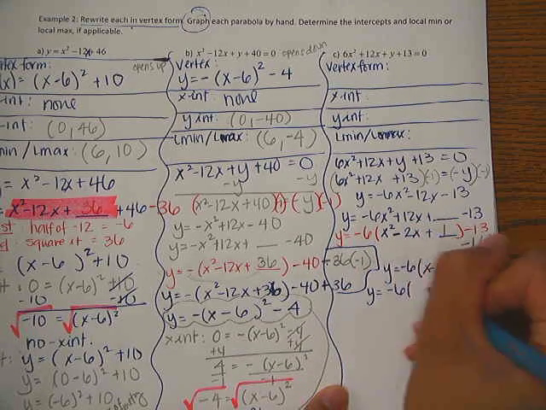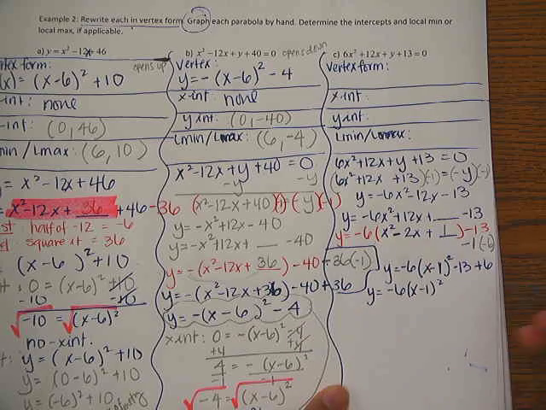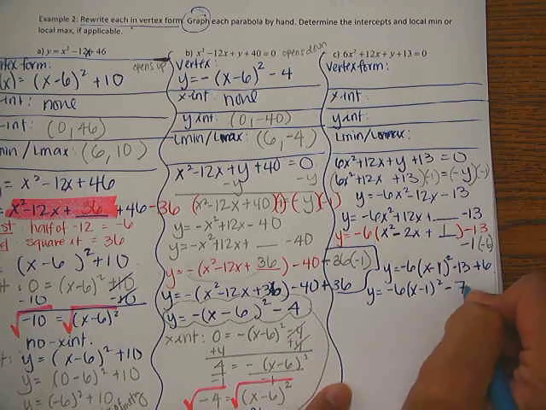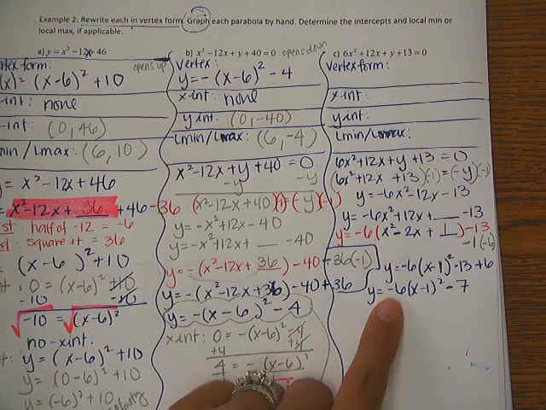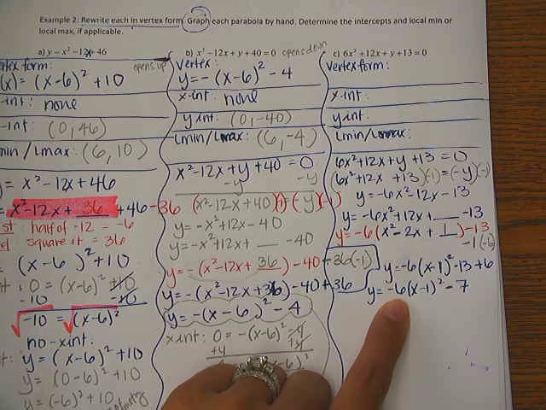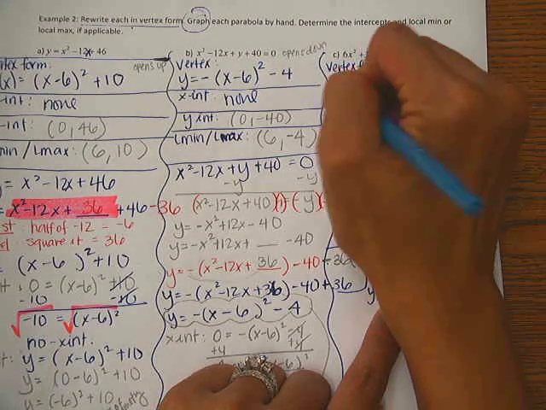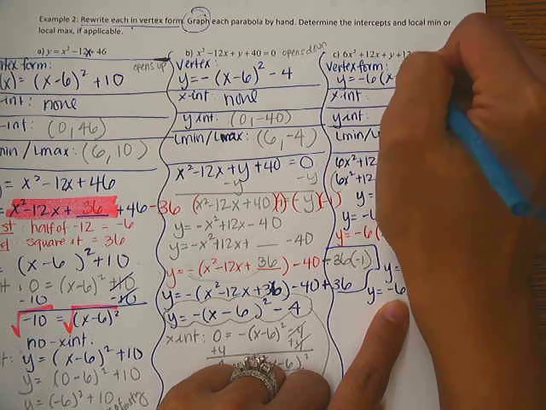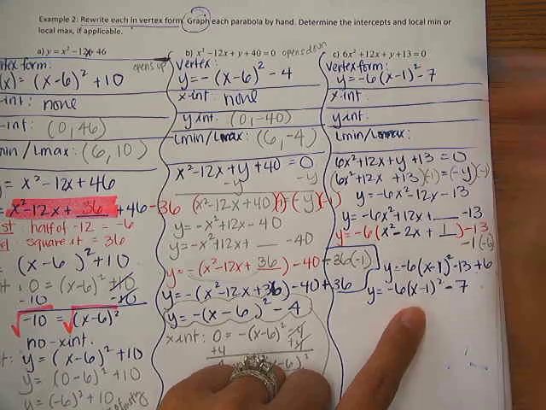Y equals negative 6 times x minus 1 squared. A negative 13 and a positive 6 is going to give me a negative 7. So this is my vertex form. So here we go. Y equals negative 6 times x minus 1 squared minus 7.